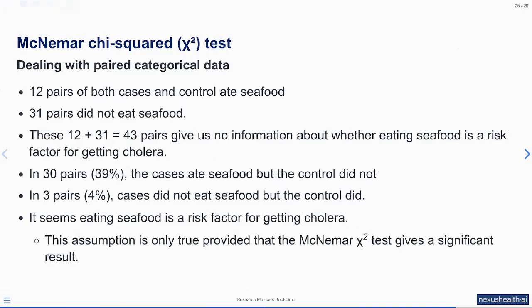So 12 pairs of both cases and control ate seafood. 31 pairs did not eat seafood. These pairs, which are concordant, do not give us information about whether eating seafood is a risk factor for getting cholera. In 30 pairs, the cases ate seafood, but the control did not. And in 3 pairs, cases did not eat seafood, but the control did. It would therefore appear to us that eating seafood is a risk factor for getting cholera. This assumption is only true provided that the McNemar chi-square test gives a significant result.